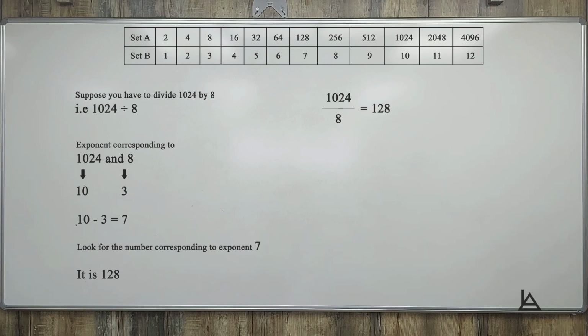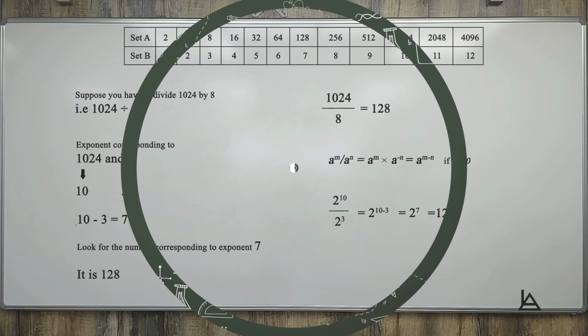Magic again. Note, what have you used? A raised to m upon a raised to n is a raised to m minus n. So 1024 upon 8 is actually equal to 2 raised to 10 upon 2 raised to 3, which is equal to 2 raised to 10 minus 3, which is 2 raised to 7, which is 128.